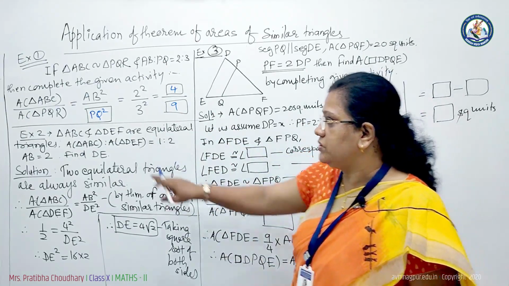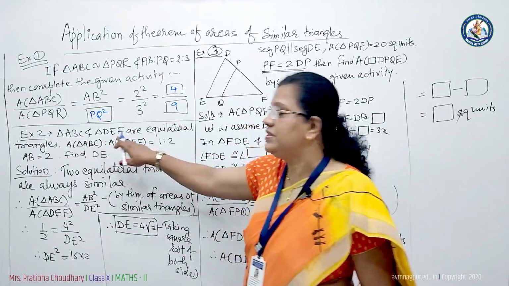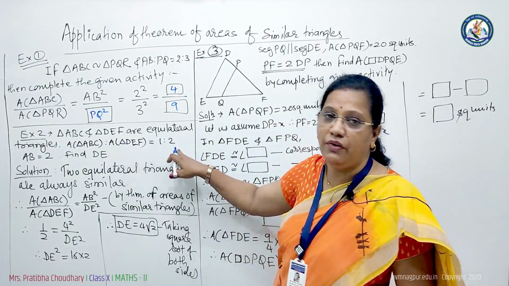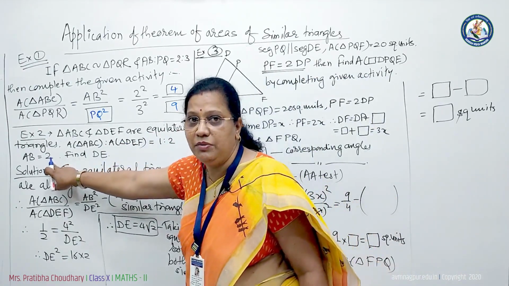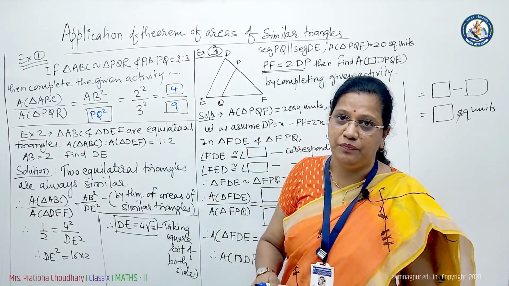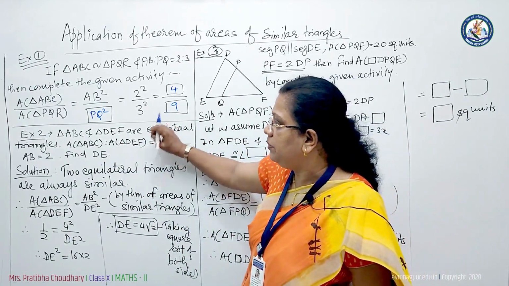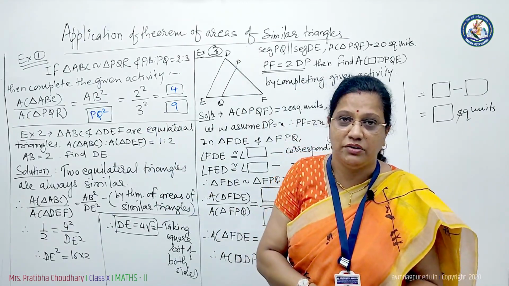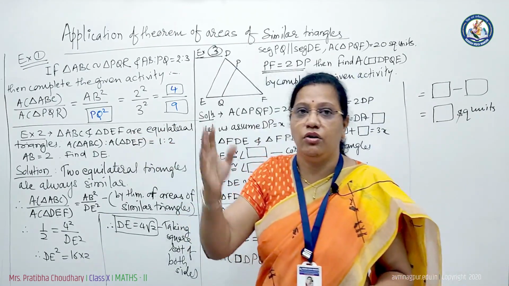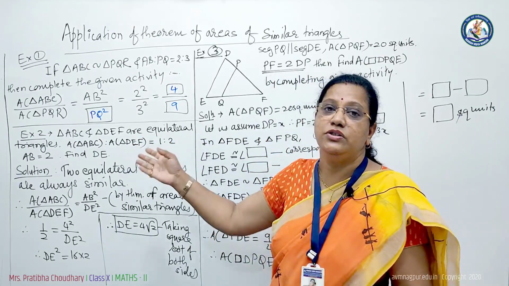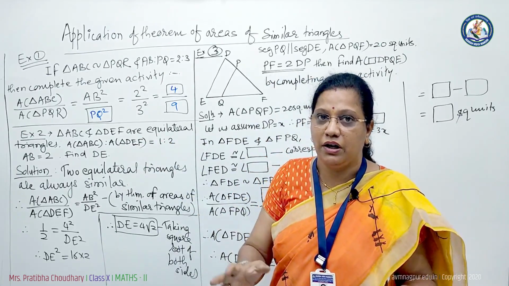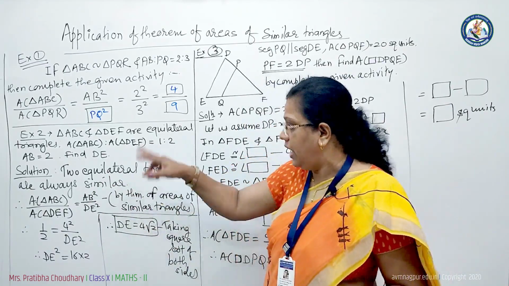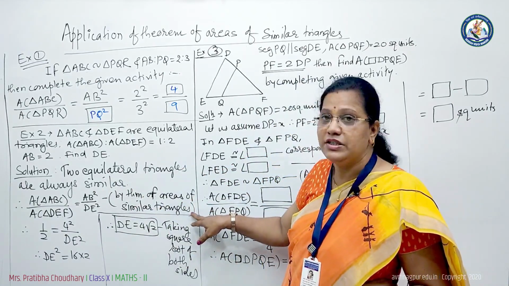Now, next thing, example number 2. Here it is given triangle ABC and triangle DEF are equilateral triangles, and the ratio of their areas is given 1:2, and one of the sides is given, AB is equal to 2. You need to find side DE. See, it is not mentioned anywhere that the triangles are similar. So how will you apply this particular theorem? Actually, equilateral triangles are always similar. You need not mention that these two triangles are similar. Any two equilateral triangles are always similar, and you can apply the theorem on the areas of similar triangles.